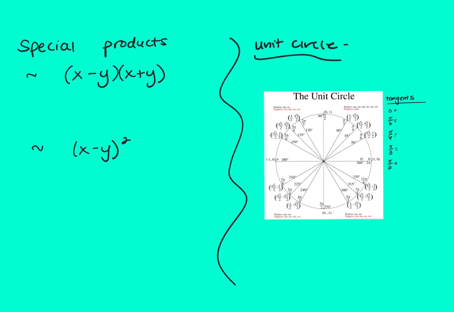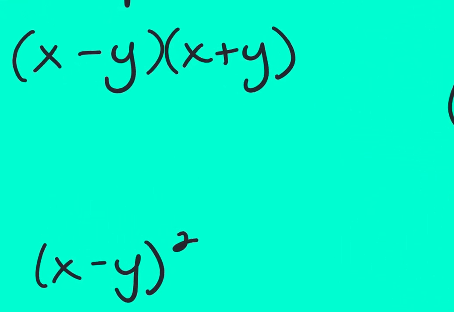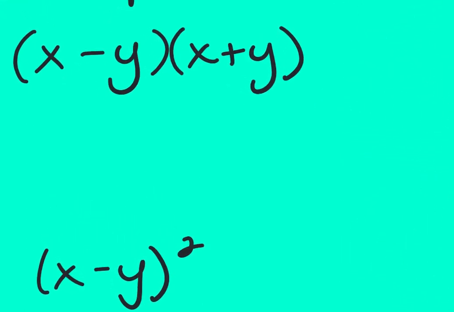So for the special products, if I have an x minus y and an x plus y, what's the result of that? X squared minus y squared. So if it was x minus 3, x plus 3, I'd end up with x squared minus 9. So we do a squared minus b squared there.